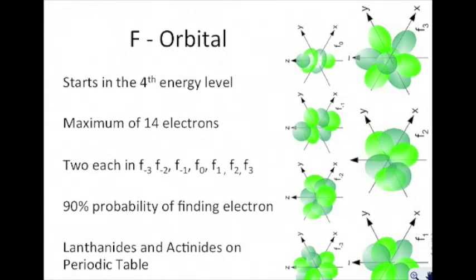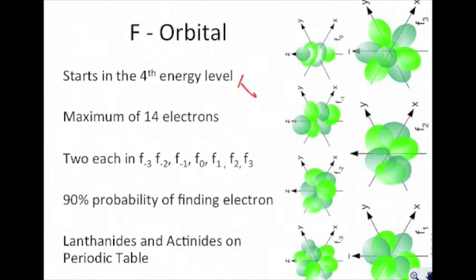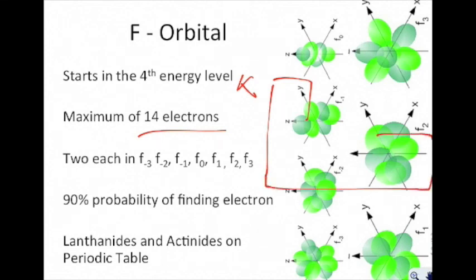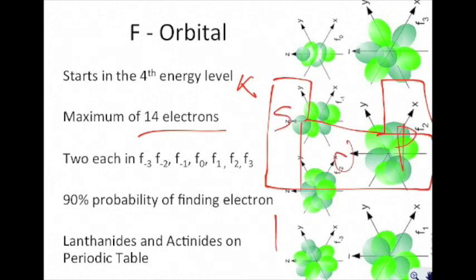Finally, you have your f orbital. It starts in the 4th energy level. It can hold a maximum of 14 electrons, and it is the lanthanides and actinides. Said that wrong. Okay, so you have these right here. You've got your s, you've got your p, you've got your d. The ones that are pulled out are the f orbitals.